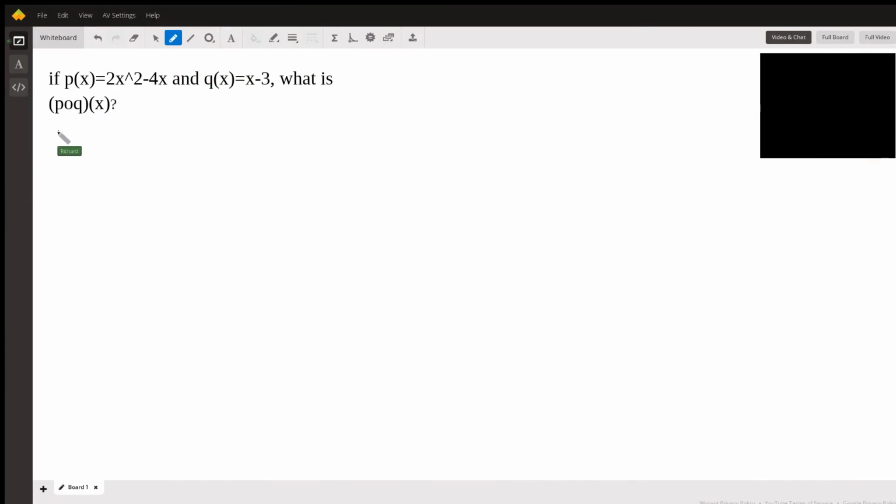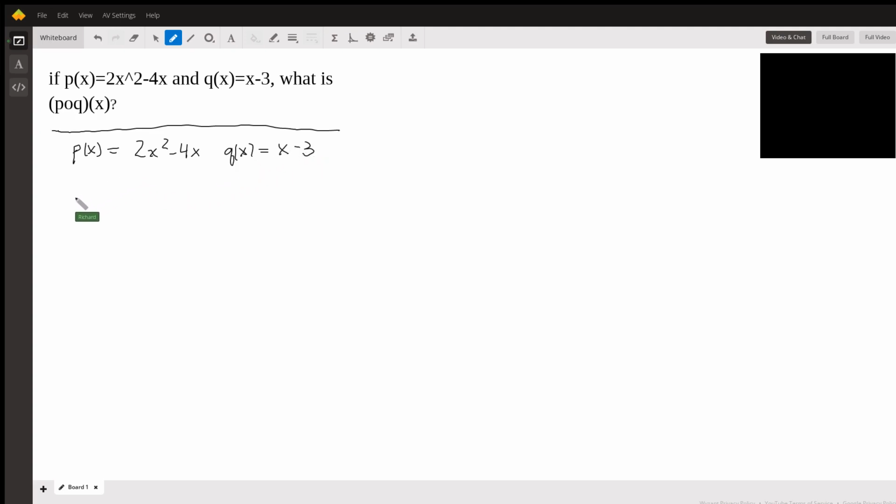This has to do with something called a composite function, and I think the issue here really is more notation than anything else. So I'm just going to copy it out so that it's a little easier to work with. So p of x is equal to 2x squared minus 4x, and q of x is x minus 3.